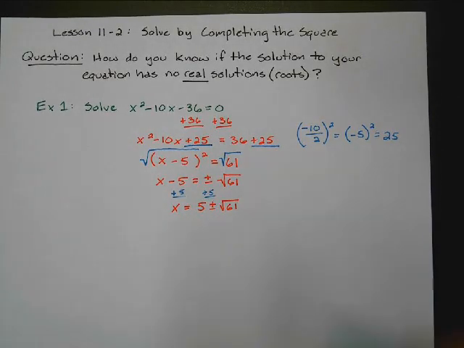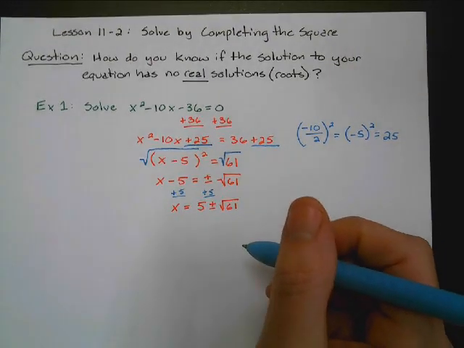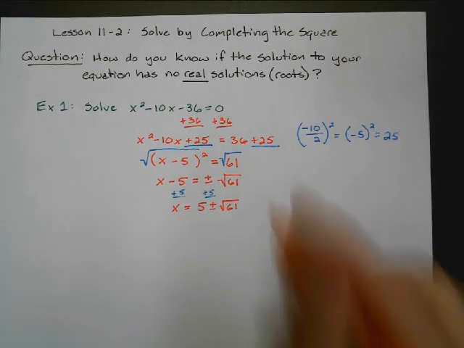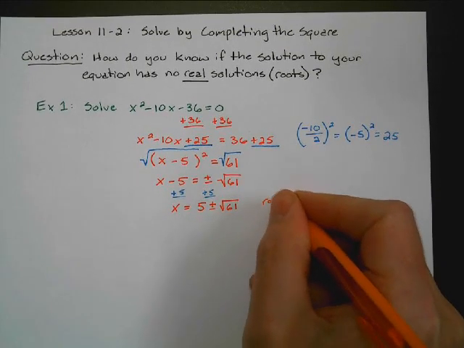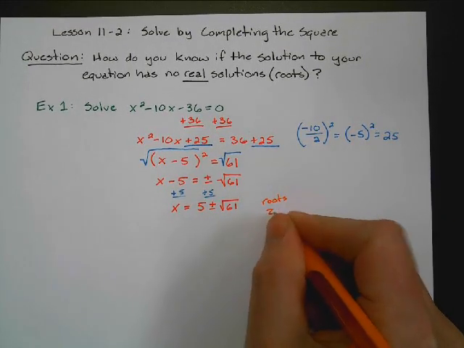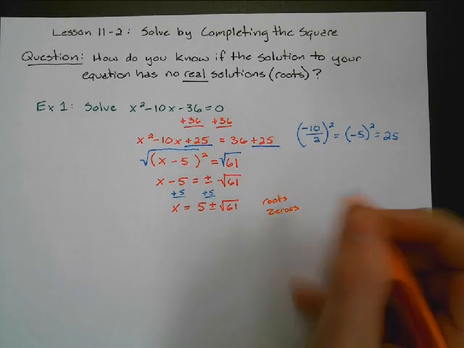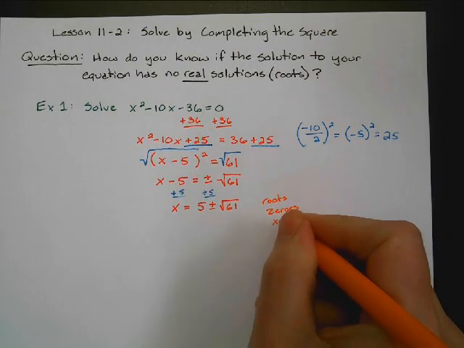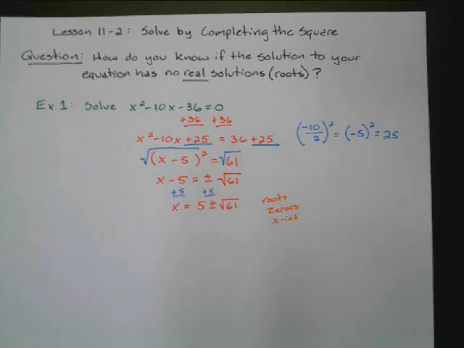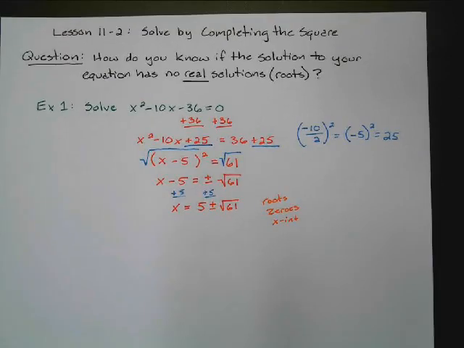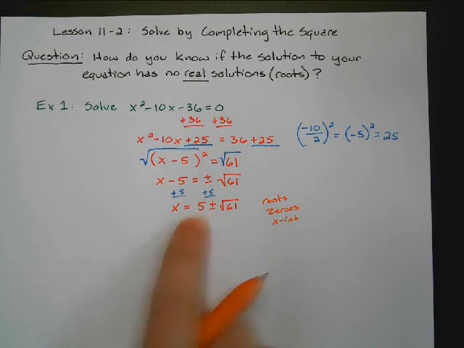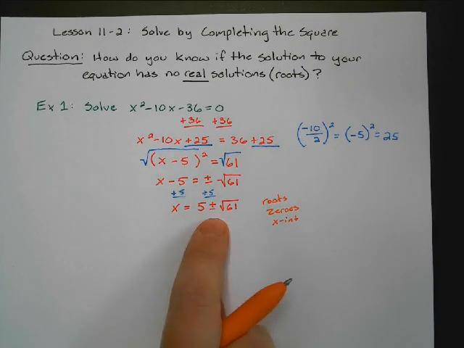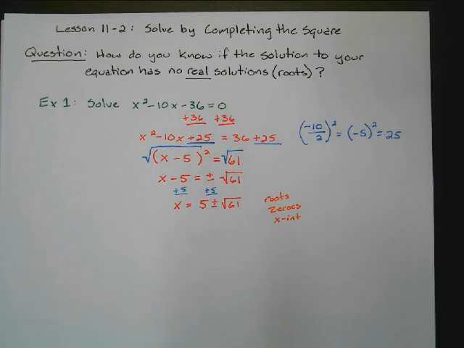Remember, these could be called your solutions to the equation. They could be called stuff like roots. They can be called the zeros. They can be called the x-intercepts. They all mean the same thing. They are the solutions to this equation right there. So the roots, the zeros, the x-intercepts, the solutions, it's all the same thing. The solution to this equation is 5 plus or minus root 61, which is two answers, 5 plus root 61 and 5 minus root 61.